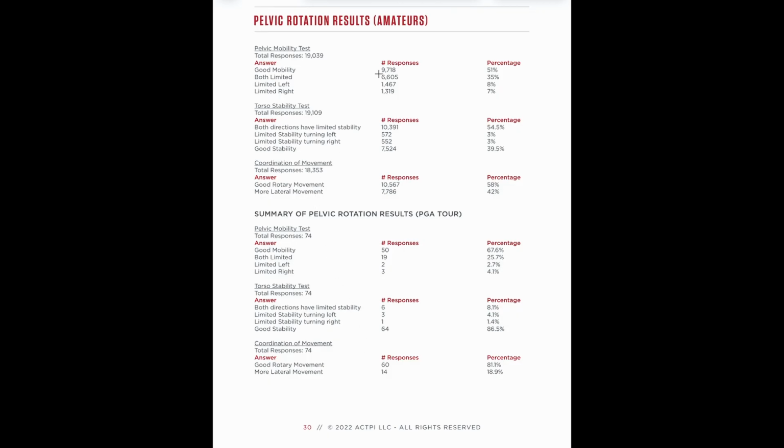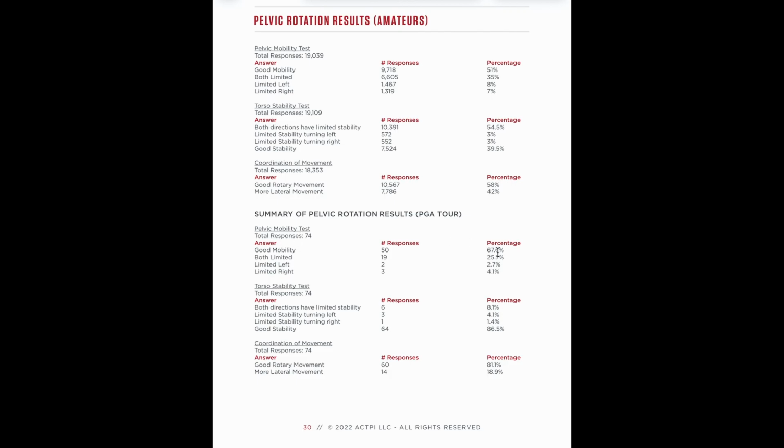And so let's look at some data that TPI themselves have collected on this. So looking at amateurs' pelvic mobility test, they had 19,000 participants that were evaluated, and 50% had proper mobility, passing the pelvic rotation test, which means 50% did not. In terms of people that did not, 35% had limitations in both directions, and then people who only had limited left rotation was 8%, and limited right was 7%. Now looking at PGA Tour, they had 74 responses from PGA golfers.